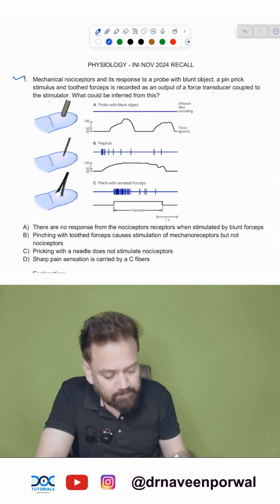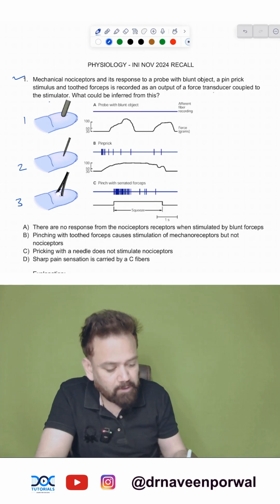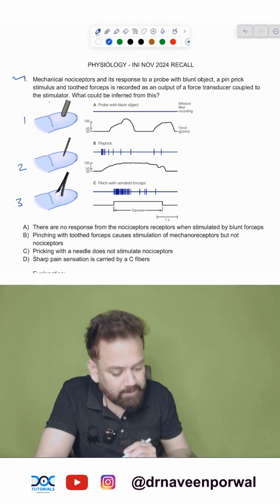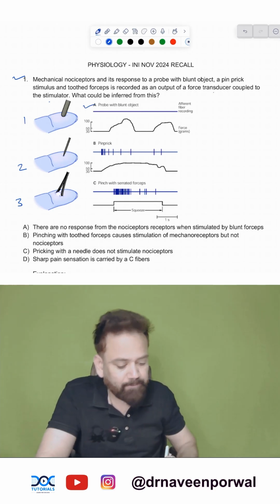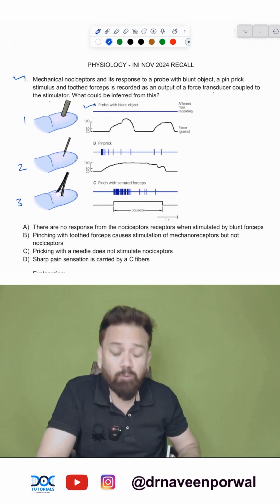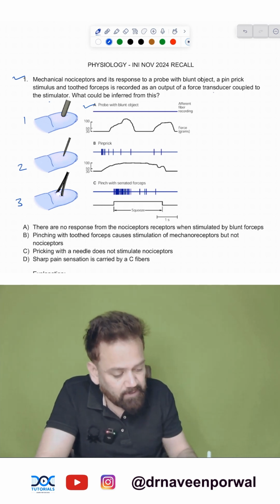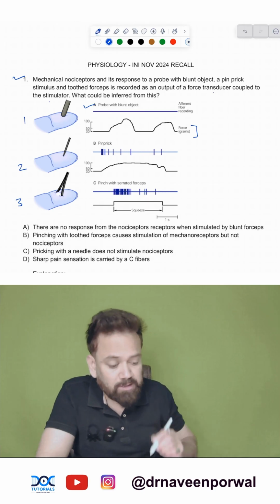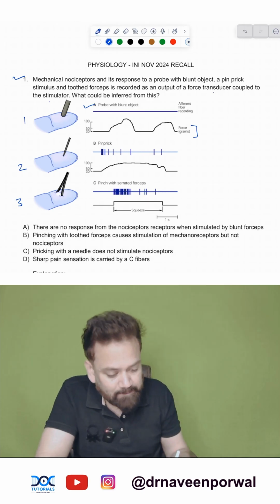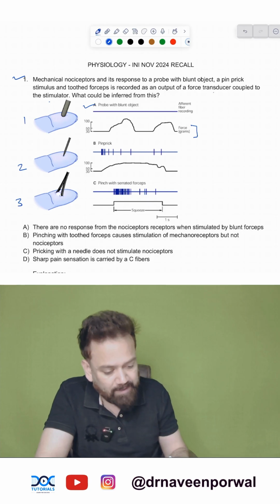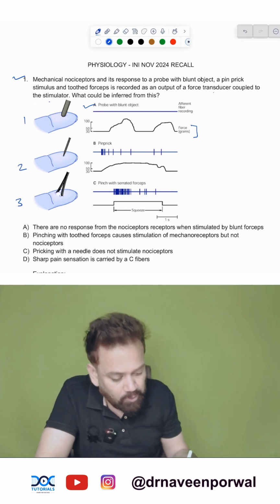If you see here, steps number 1, 2, and 3: step 1 is a probe with a blunt object. It is not showing any response. There is no response to the stimulus. The stimulus is there, the force is there, but you cannot see the response. In the second, it is a pointed object, a pinprick, and you can also see the response.